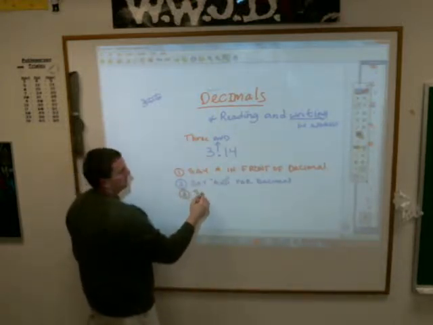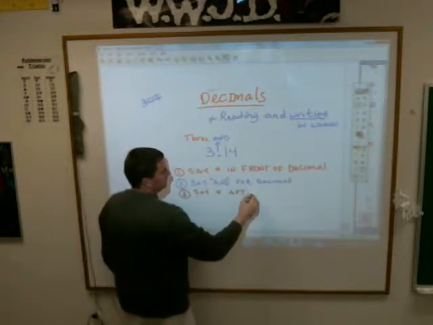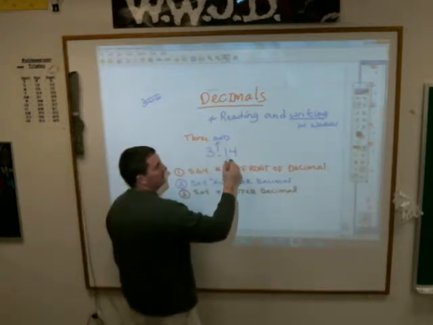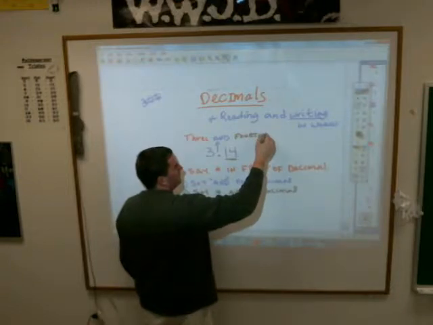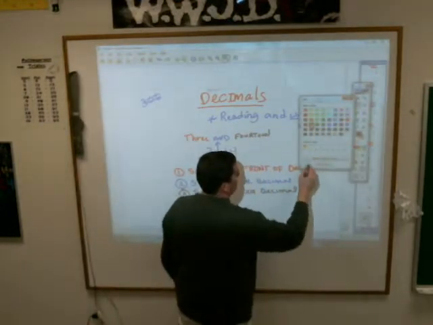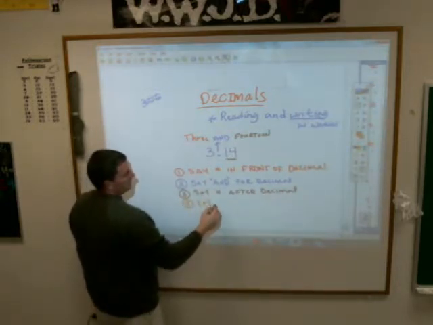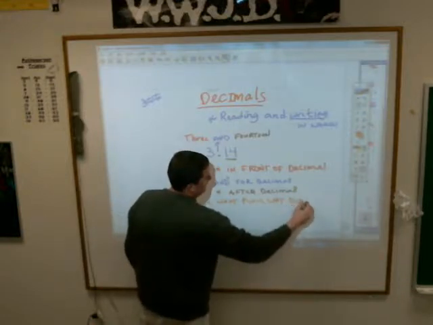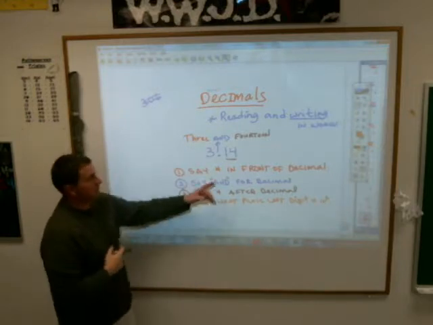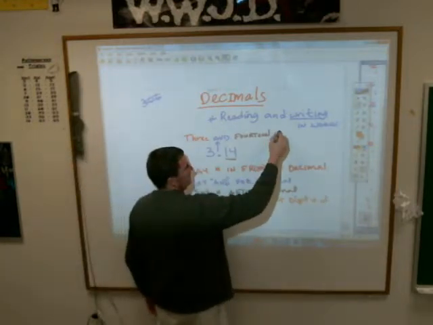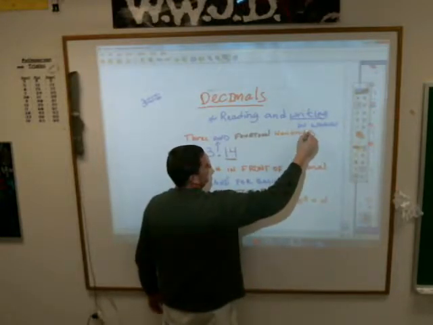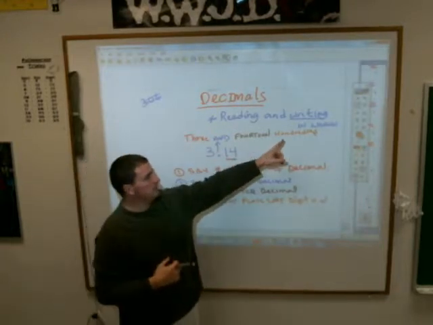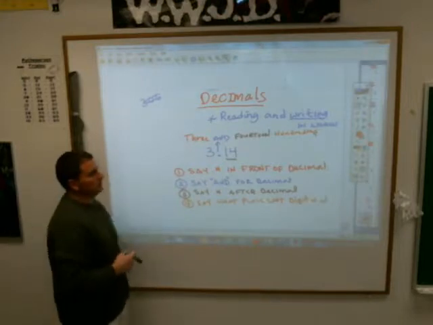Third step is to say the number after the decimal. And that's where Jacob got to. He said 3 and this number after the decimal is 14. But then you have to finish up with the last thing, which is to say what place the last digit is in. The last digit is in the hundredths place, so that's what you say, the hundredths place. So in a recap, it is 3 and 14 hundredths.